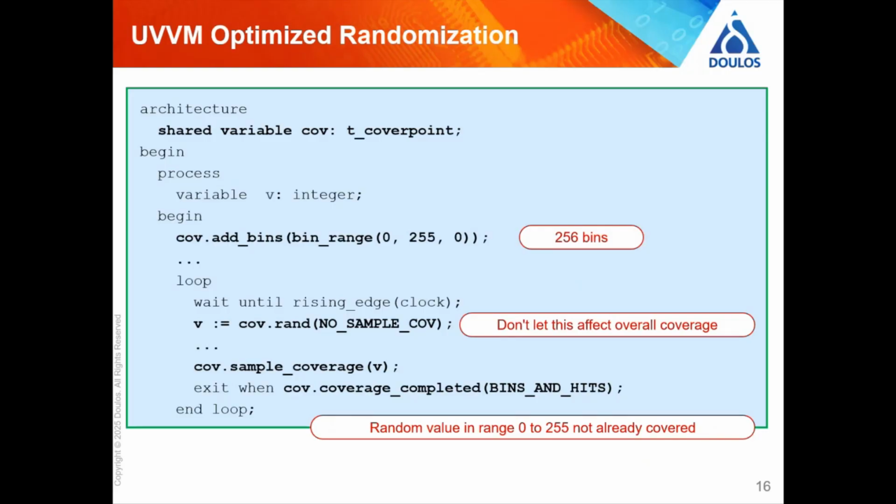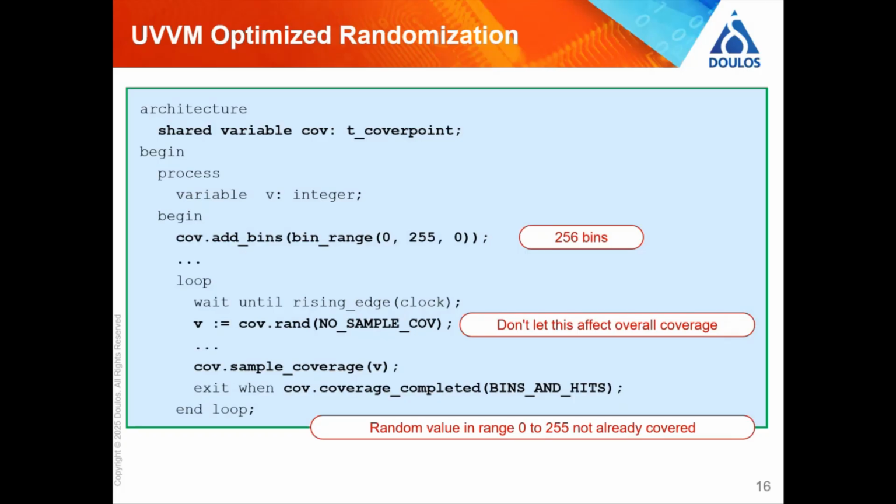UVVM looks a bit different, but it's exactly the same idea. So we create our bins across the range of 0 to 255. We say cover.rand, so it's a method called on the cover point itself, again to get a value in the range that we haven't yet covered. We give it this argument, no sample cov, to say, please don't add this to the coverage just because I've generated the data. If you give a different argument, you can allow it to automatically update the coverage because you've actually applied the stimulus. The thing is though, you haven't applied the stimulus until you've done the stuff after this, so it's probably safer to do it this way.